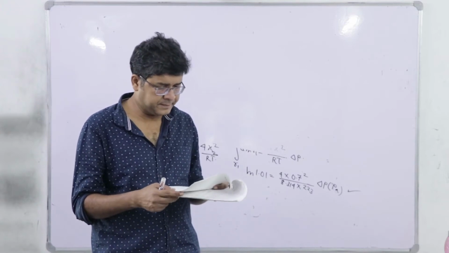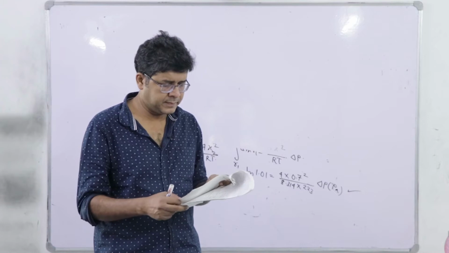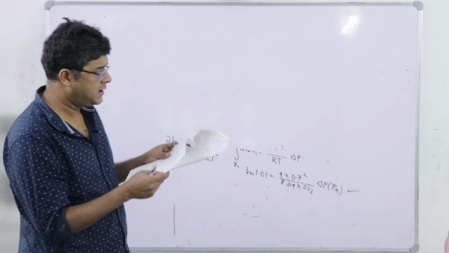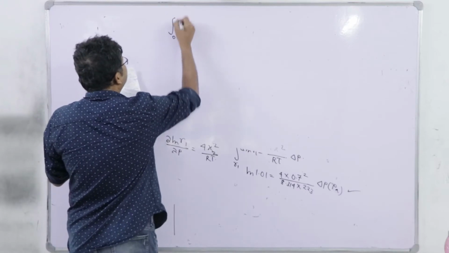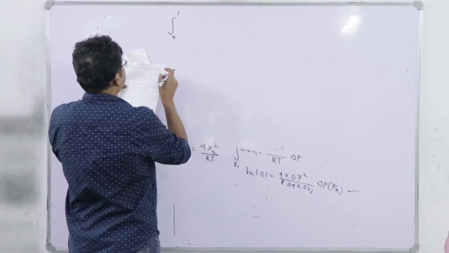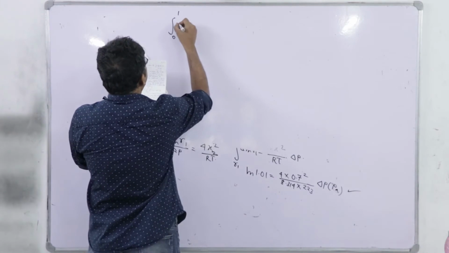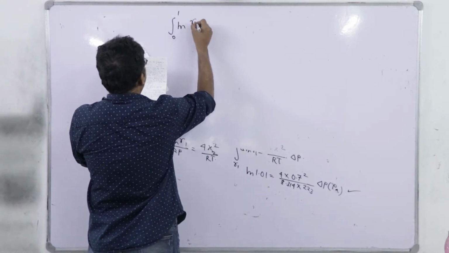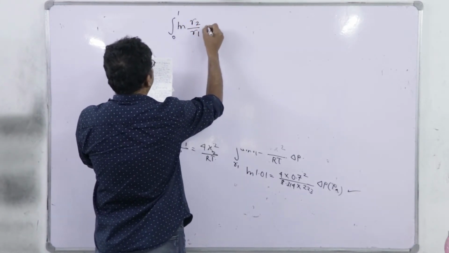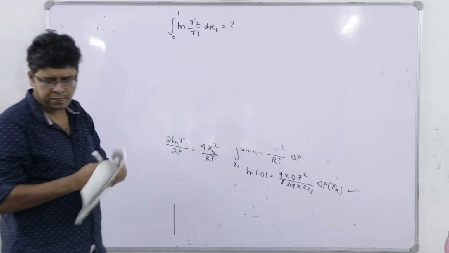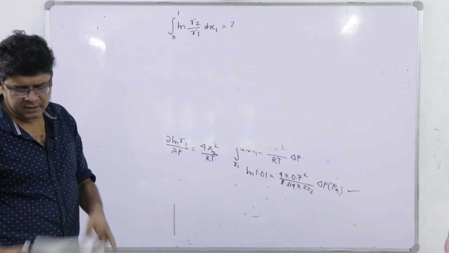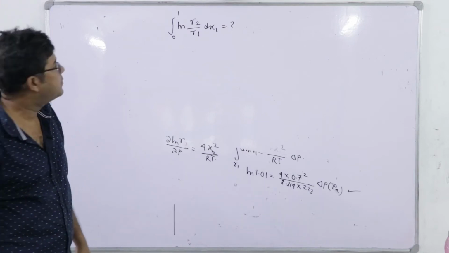Next, for a binary mixture, we are asked to calculate the integral of ln of gamma 2 by gamma 1 dx1. For a binary mixture, what is the value? Okay.